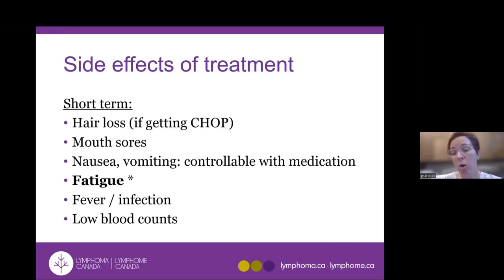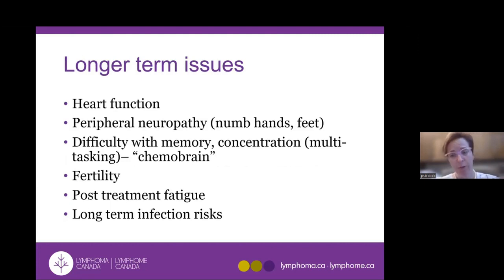Fever and infection is a common side effect of chemotherapies. The risk of fever and infection varies depending on the regimen that you're getting, slightly higher with CHOP compared to bendamustine. Low blood counts, similarly, are a common side effect. There's some longer term issues with chemotherapy. Heart function may be a longer term issue related to CHOP, so that needs to be monitored. Both CHOP and CVP can come with peripheral neuropathy, and so numbness in the hands and feet as side effects. Thankfully, bendamustine does not cause or worsen peripheral neuropathy.